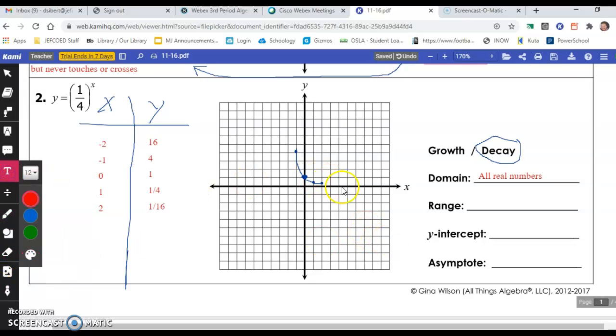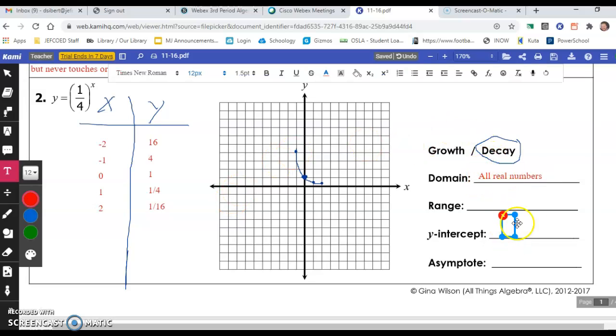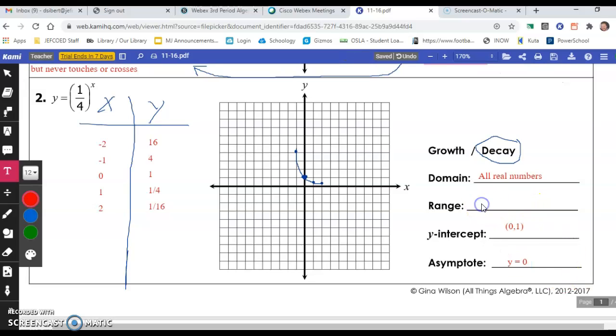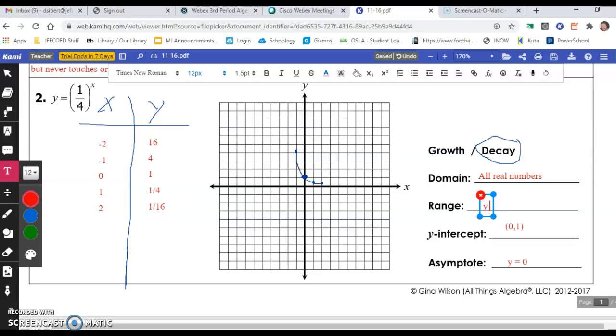And let's fill in what we know about the key characteristics. We already know it's a decay, and the domain is all real numbers. Y-intercept is what? 0, 1. All right. The asymptote, again, what's it getting really close to? 0. So y is going to equal 0. And then my range, all my numbers are greater than what? All the numbers are greater than 0. Now, the first two that we looked at just happen to be 0, guys. All of your asymptotes will not be 0. Y'all understand that? Okay.